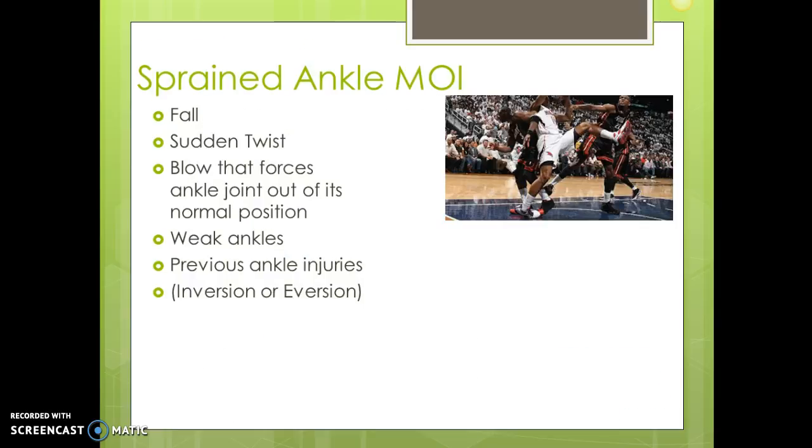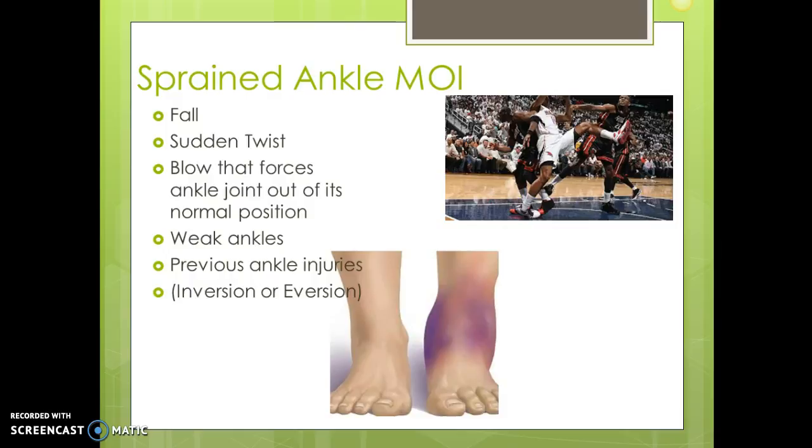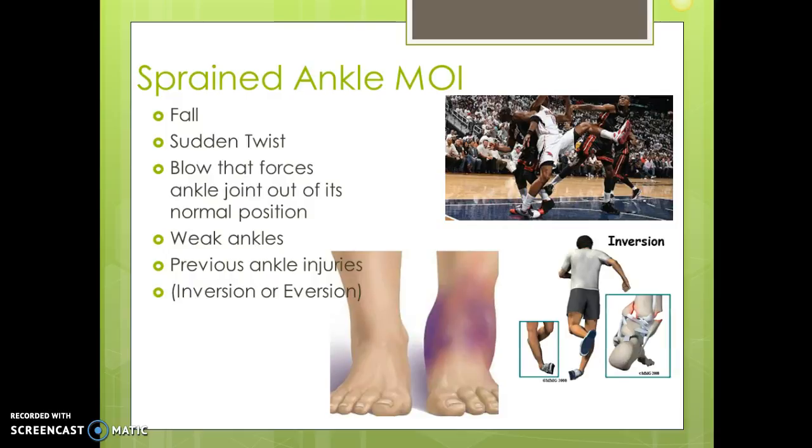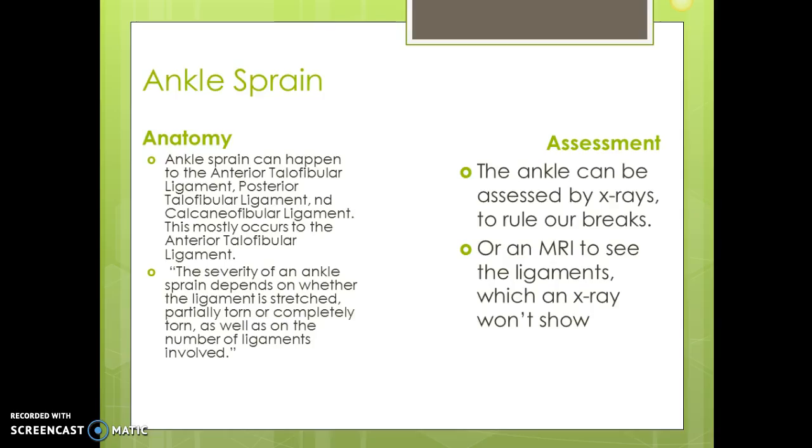Okay, and then the sprained ankle mechanism of injury is a fall, sudden twist, or blow that forces the ankle joint out of its normal position, weak ankles, which is mostly from previous injuries, and they're normally inversion or eversion injuries. An ankle sprain can happen to the anterior talofibular ligament, posterior talofibular ligament, and calcaneofibular ligament, but it mostly occurs in the anterior talofibular.